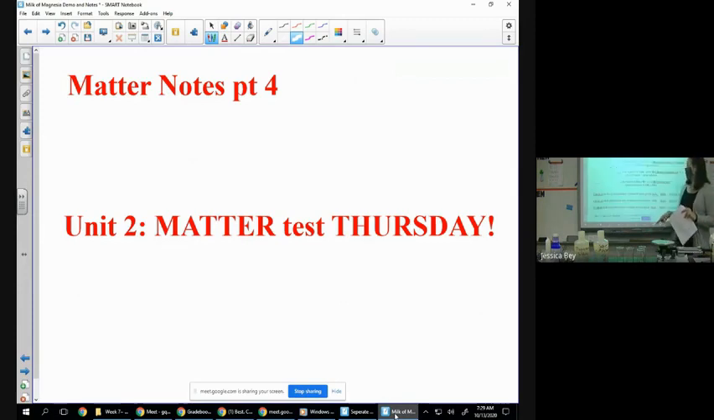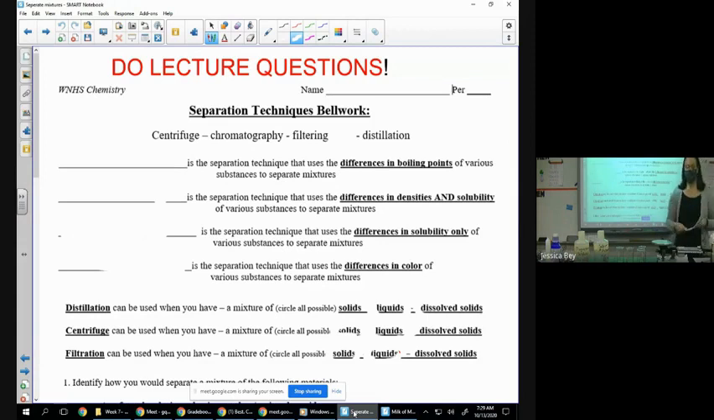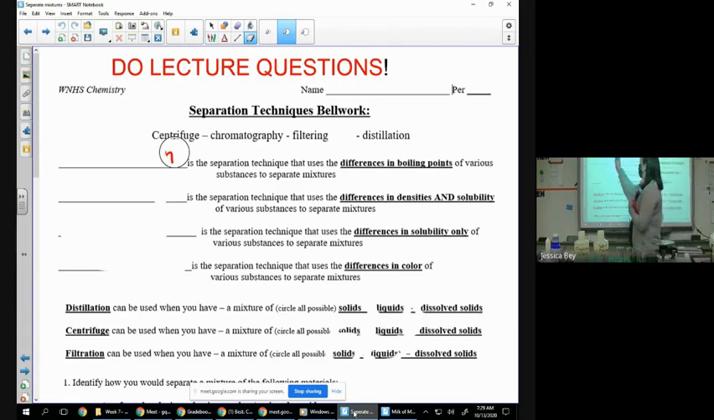So if you want to start reviewing today, please feel free. But other than that, I would like to go through just a refresher on what we did yesterday. The separation technique that uses differences in boiling point. Does anybody remember what that one is? Yay, first period. Distillation. Got to know these by Thursday.